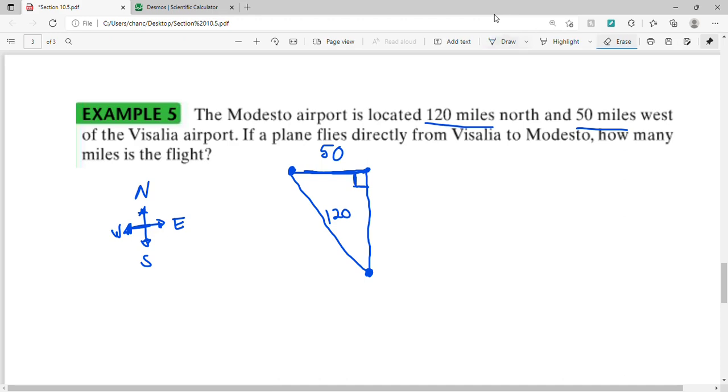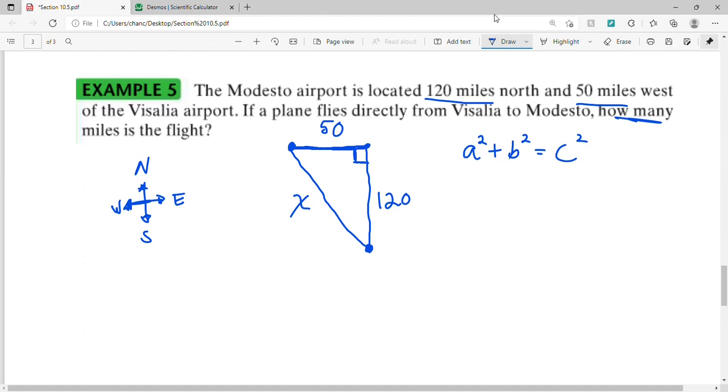So let's make sure our picture is clear. The distance here is 120 miles. The distance here is 50 miles. We're actually looking for the hypotenuse. The hypotenuse is unknown, so I'm going to call that x. This is a right triangle, so I can use the formula for the Pythagorean Theorem. It says a squared plus b squared equals c squared. The legs, in this case, are 50 and 120. So we have 50 squared plus 120 squared equals x squared. Again, the hypotenuse is always the longest side, so in our case, x is equal to c.